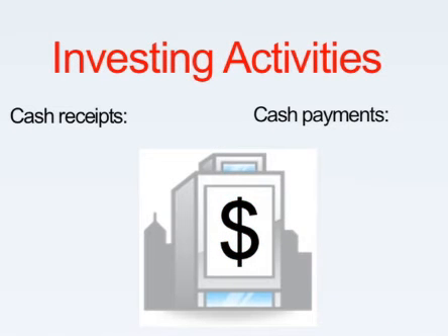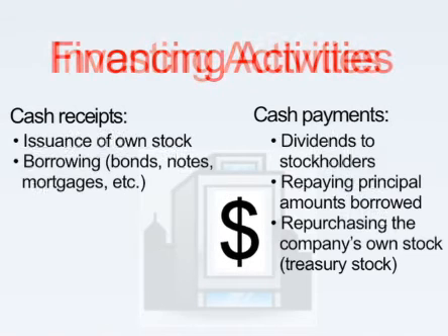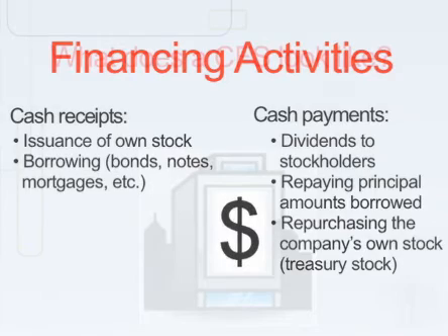Investing activities reports the purchase and sale of long-term assets, such as property, plant and equipment, as well as investment securities. These investments are typically not part of your everyday operations of selling goods or services. Financing activities reports the issuance and repurchase of the company's own bonds and stock and the payment of dividends.